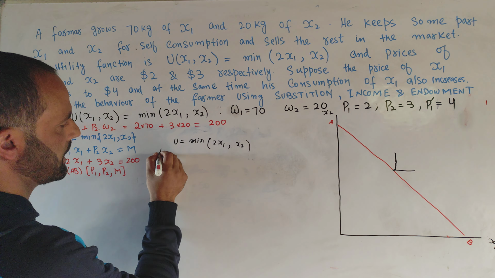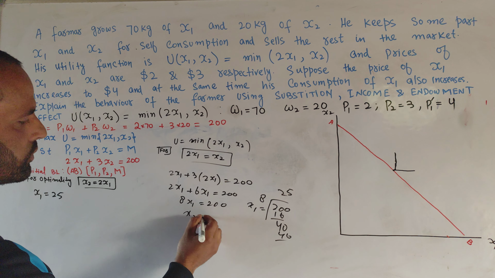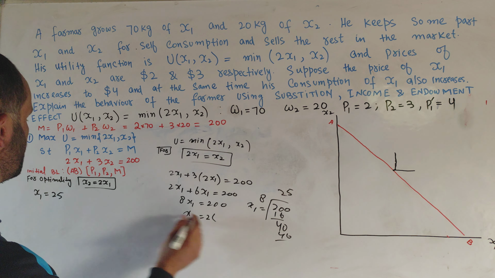Dividing both sides by 8, x1 will be equal to 200 divided by 8, which is 25. So consumer will consume x1 as 25 units, and what about the units of good x2? Simply plug in: x2 will be equal to 2 times x1. x1 is 25, so he will consume 50 units of good x2.